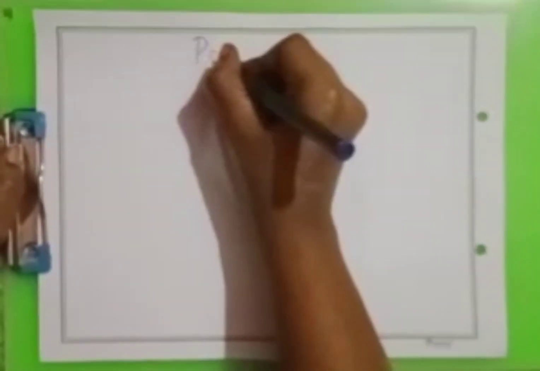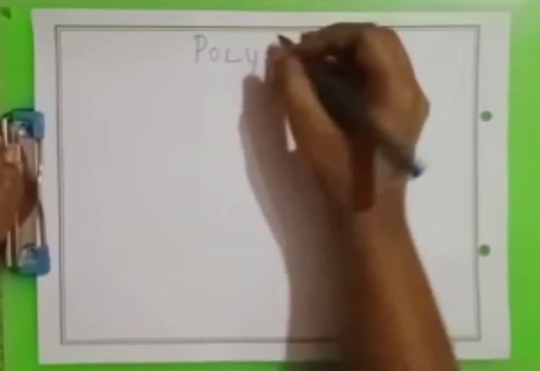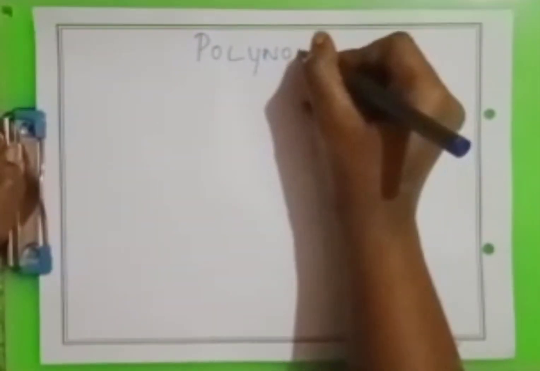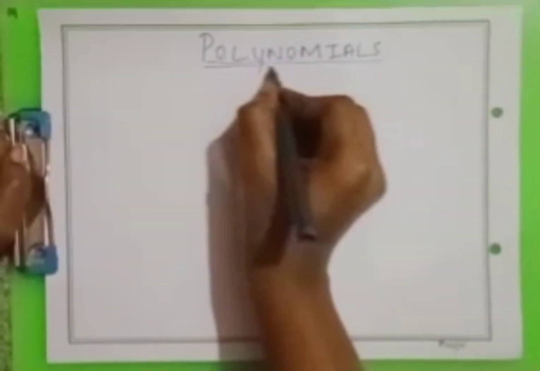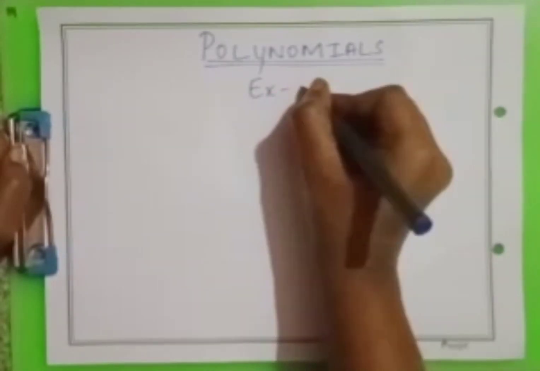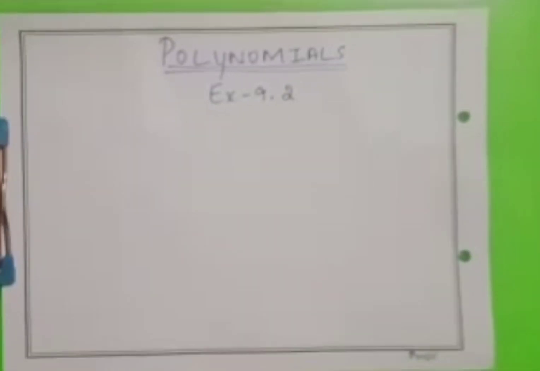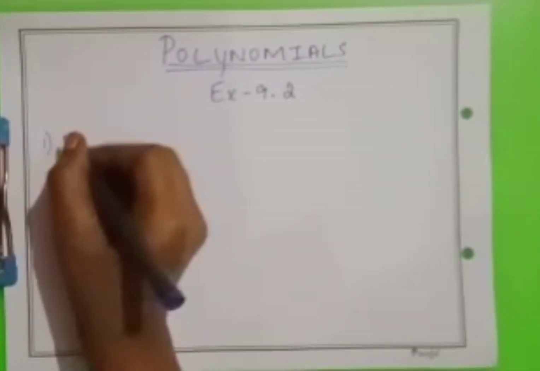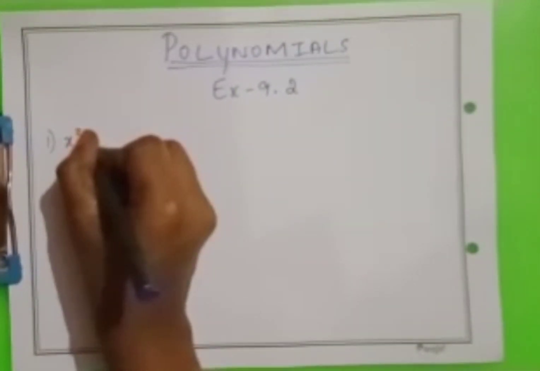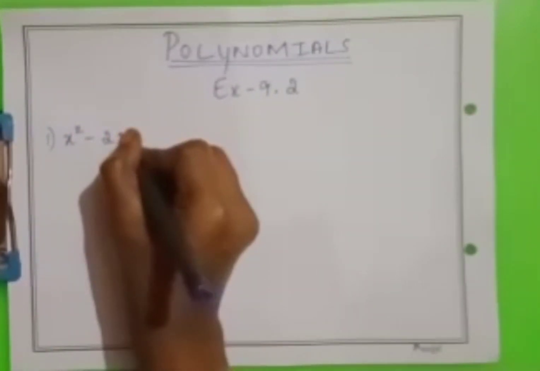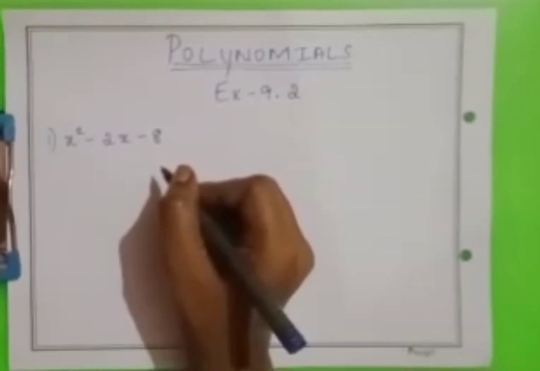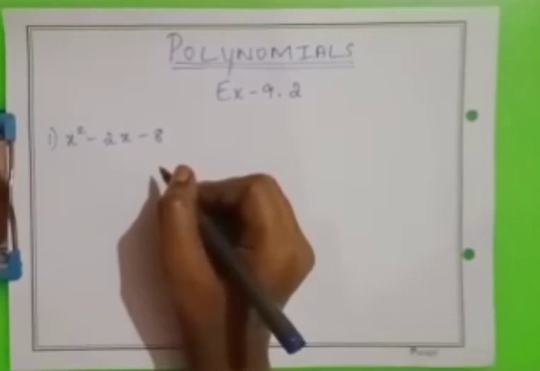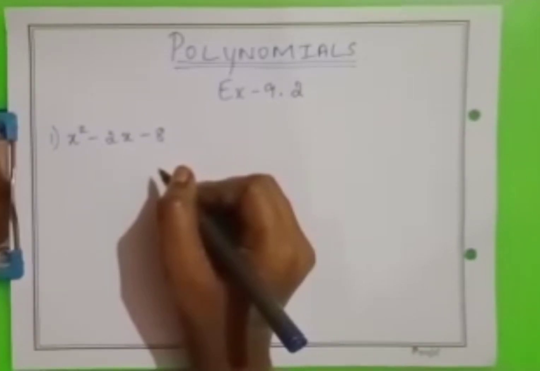Today, let us start with polynomials, exercise number 9.2. So, our first question is x square minus 2x minus 8. Our question tells us to find the value of the zeros, and then also to verify the answer.